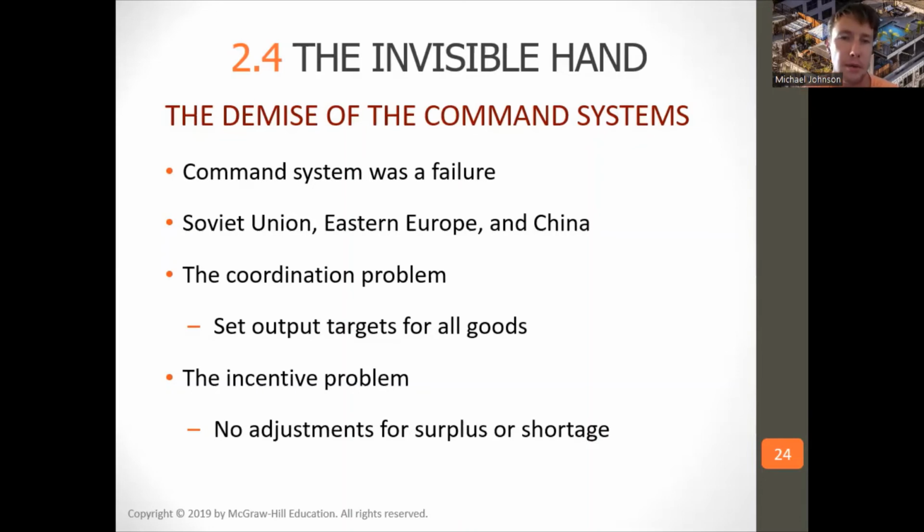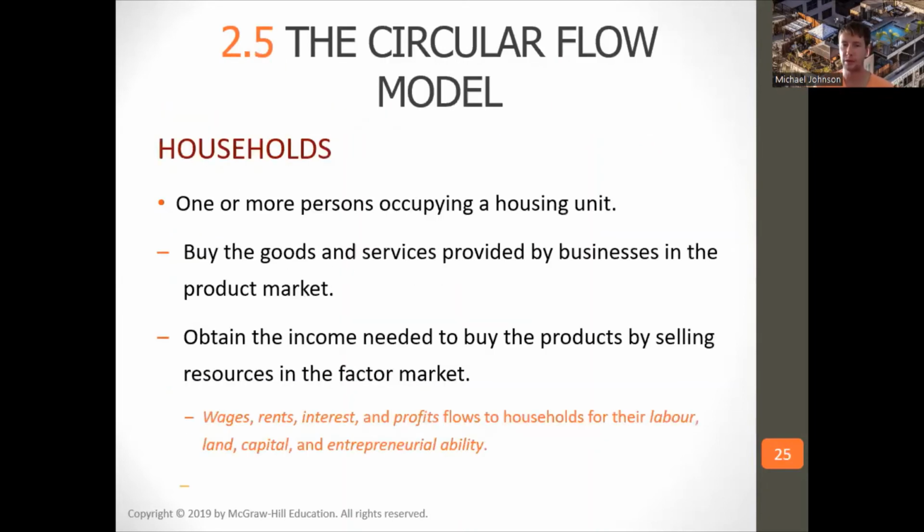The command system didn't work in the Soviet Union, Eastern Europe, and China. There's no incentive. Yeah, that's one of the reasons why it didn't work.